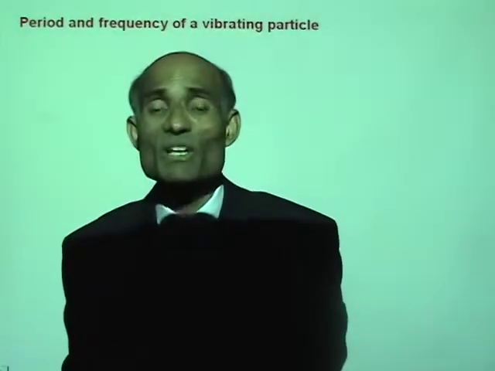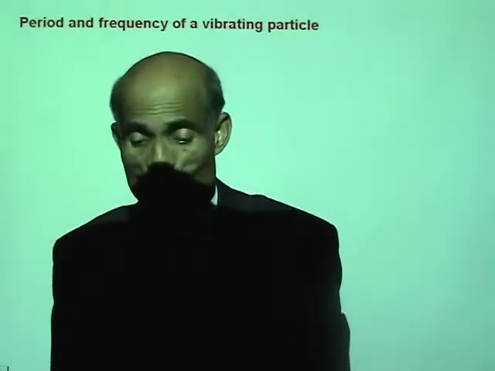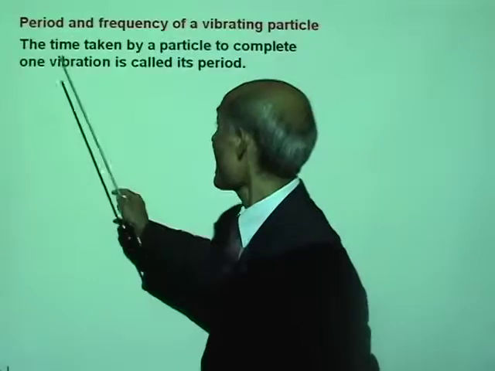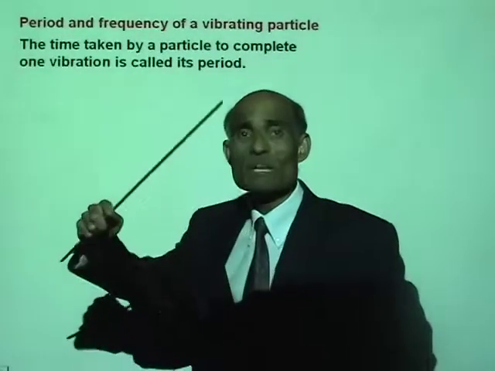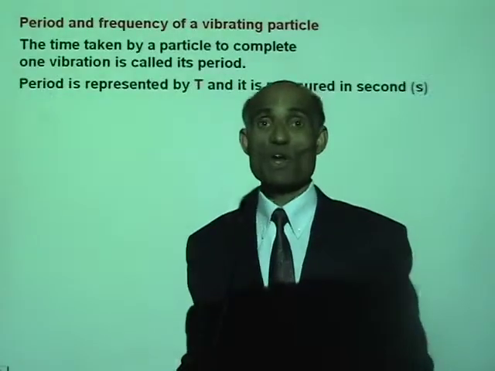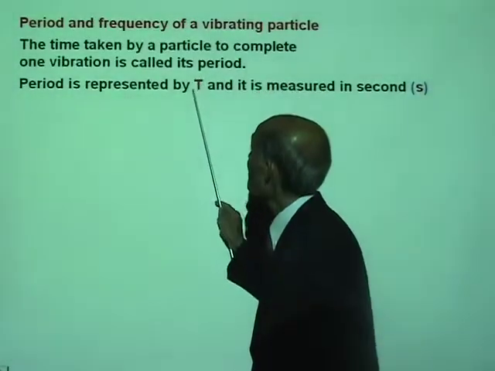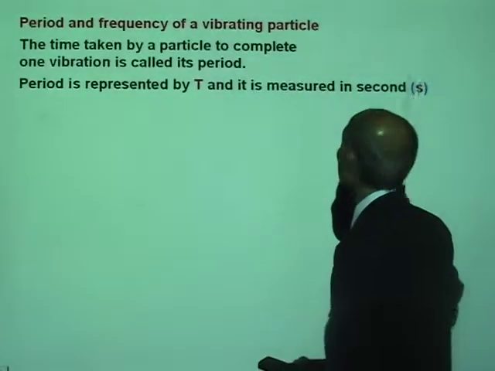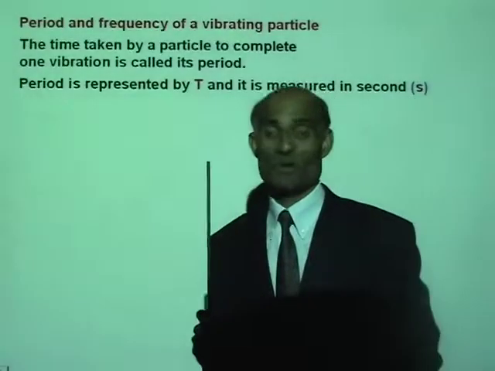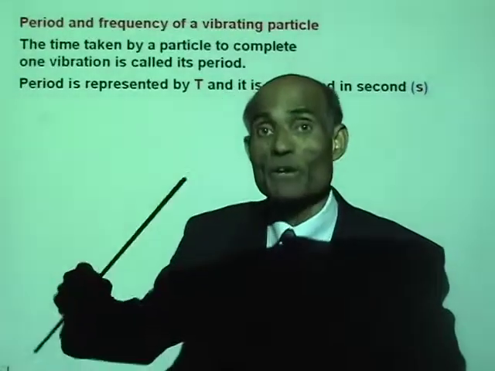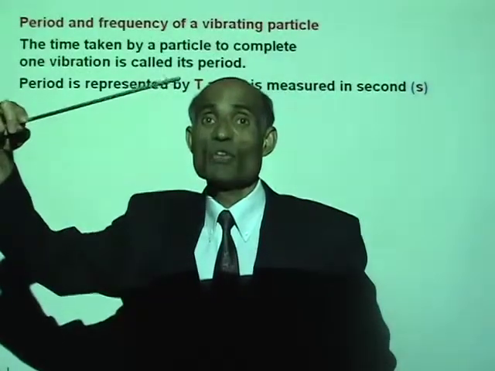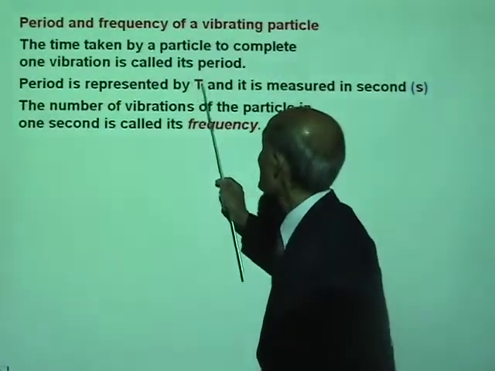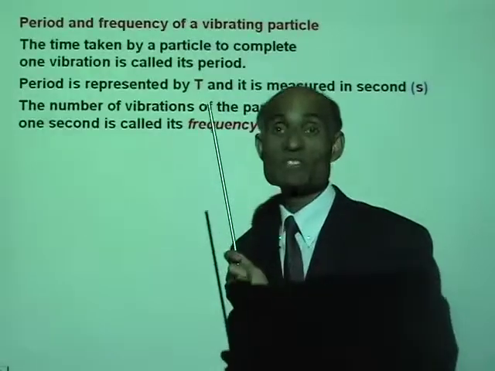The time taken for one complete vibration is called the period of vibration. The time taken by a particle to complete one vibration is called the period. And we're going to represent the period by the uppercase T. And the period is measured in a unit second. Alright? So you understand the meaning of period. The period is the time taken for one complete vibration. It is represented by the uppercase T, and it is measured in seconds.